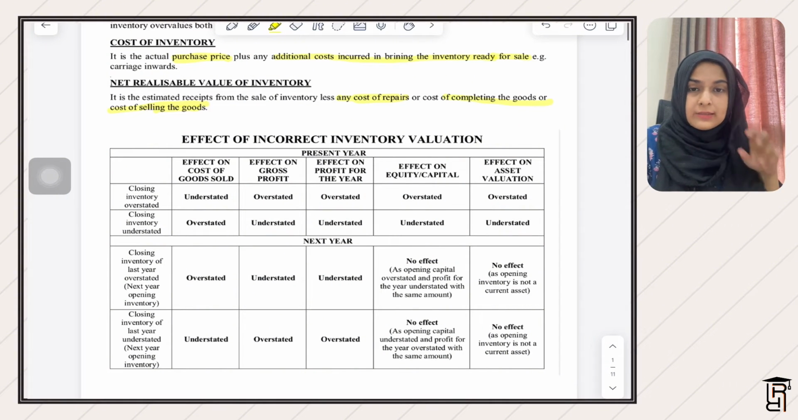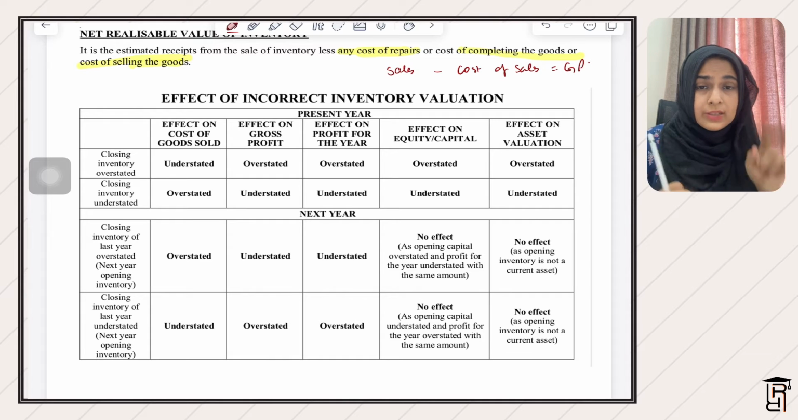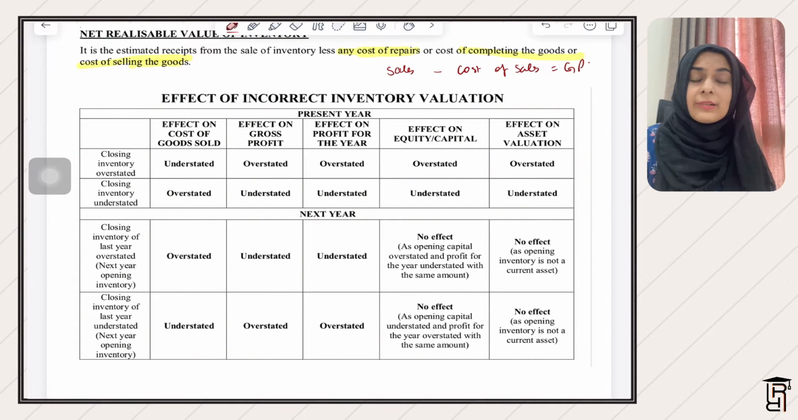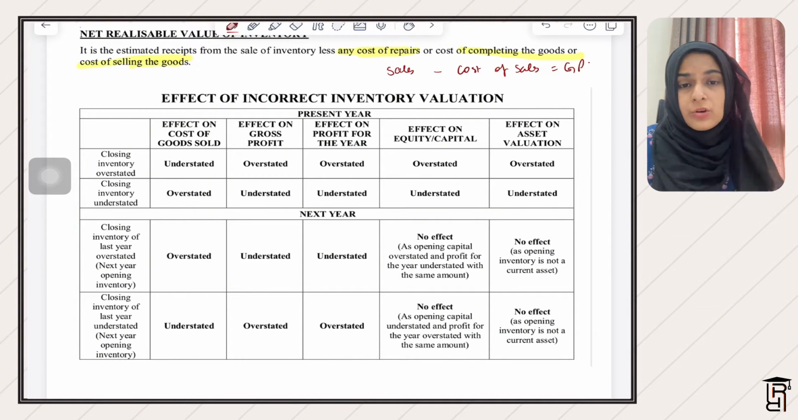So cost of sales is where you record your closing inventory, and if your closing inventory is overstated, you are going to subtract a greater amount, because in the income statement you subtract closing inventory. If you are subtracting a greater amount than you are supposed to, your cost of sales will be understated, and your gross profit will be overstated. So you need to remember that closing inventory has a direct relationship with profit. When you overstate your closing inventory, you end up overstating your profits.